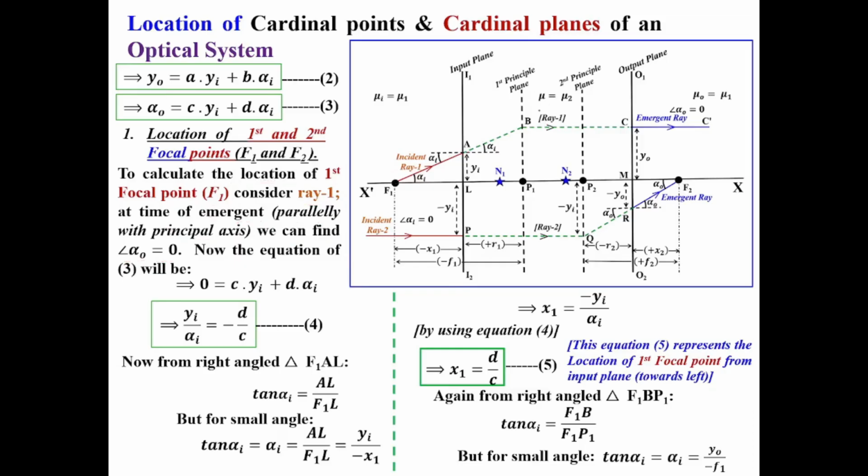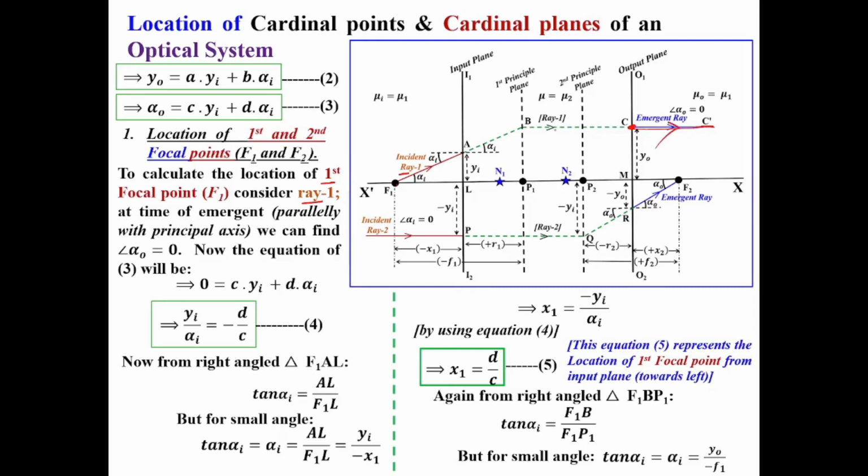enters into the optical system, which is enclosed by input and output plane, passed through this optical system. Obviously, if this is the focal point, after passing through this optical system, the emergent ray will be parallel with principal axis. Okay, same thing I have written. To calculate the location of first focal point, consider ray 1, this one. Here this ray 1 starts from F1 and emerged this way, emerged from C along C dash.